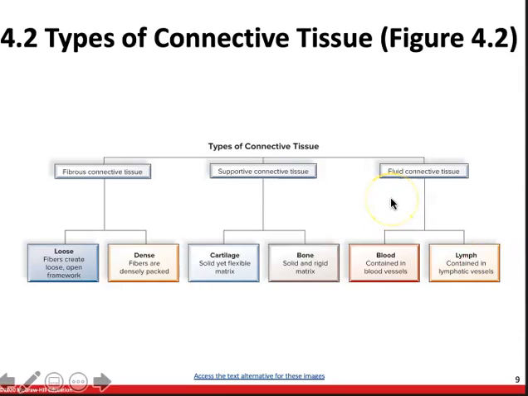The last thing we're going to talk about is fluid connective tissues. There are two types of fluid connective tissues, blood and lymph. Blood is made of a fluid matrix called plasma and cellular components called the formed elements.